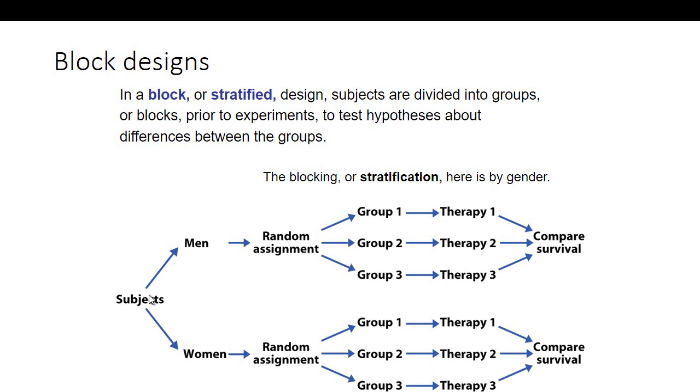So you divide the subjects, say, by gender, so men and women, and then randomly assign the men into however many groups you need, and then randomly assign each group to a treatment, and then you compare the results from those groups, and you do the same thing for the women subjects. So notice that we are only comparing the results for the groups with the female subjects, and we are separately comparing the results for groups with male subjects.